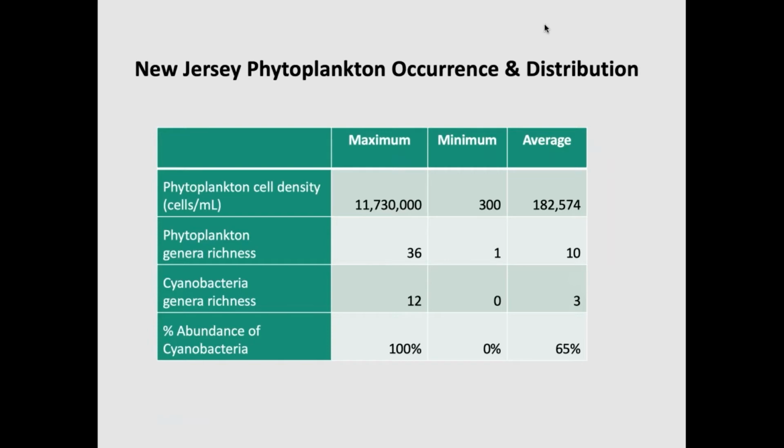From our study, in New Jersey, the average phytoplankton cell density was about 180,000 cells per mL, ranging from over 11 million to as few as 300 cells per mL. The average phytoplankton taxa richness was 10, ranging from 36 to 1. The average cyanobacteria taxa richness ranged from 12 to 1. The average cyanobacteria relative abundance was 65%.